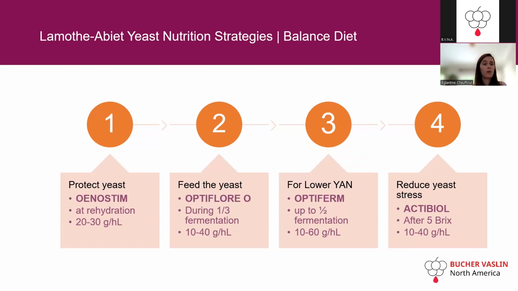We have a detoxifier called Actibiol, which is some cellulose, there is some vitamins and some inactivated yeast. Actibiol is the best tool you have for a late addition to detoxify and help finishing your fermentation. So we'll use it after about, from 8 to 5 bricks, or even after 5 bricks, you can use it. It doesn't give you any nitrogen. It's really here to detoxify the wine and help the yeast finishing.